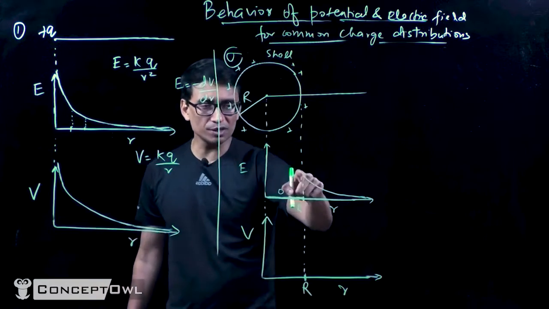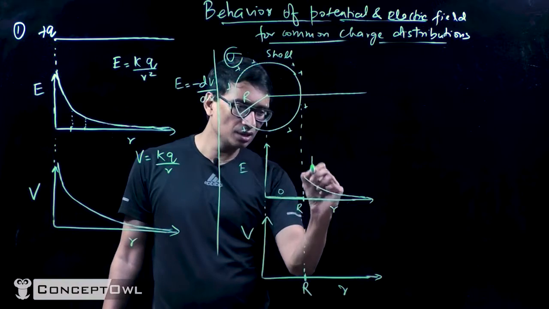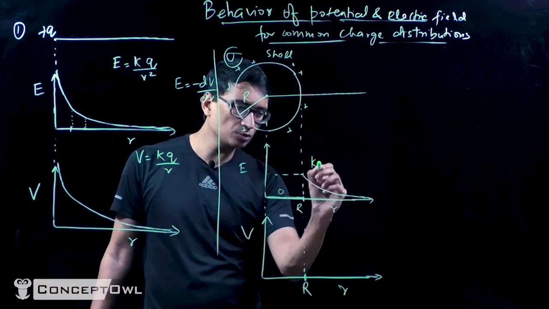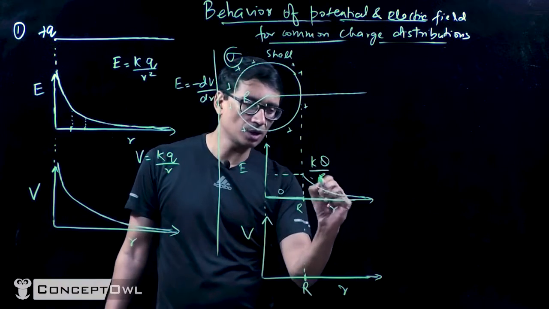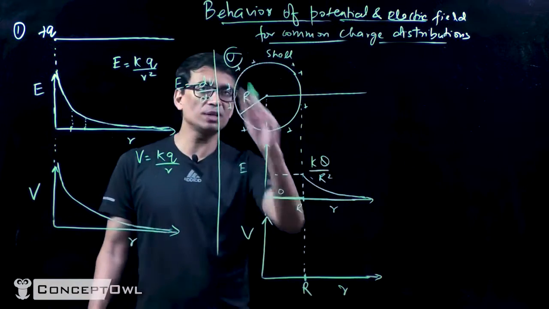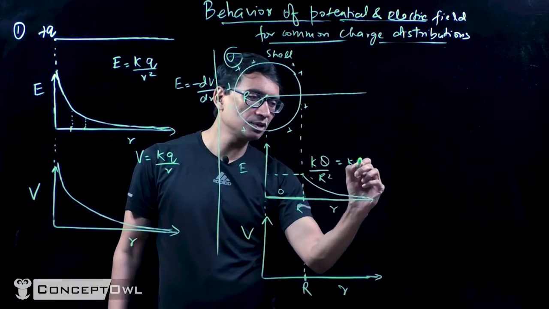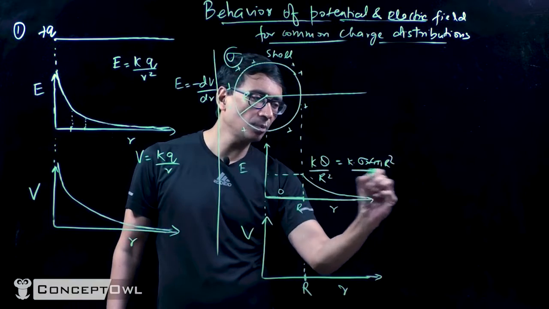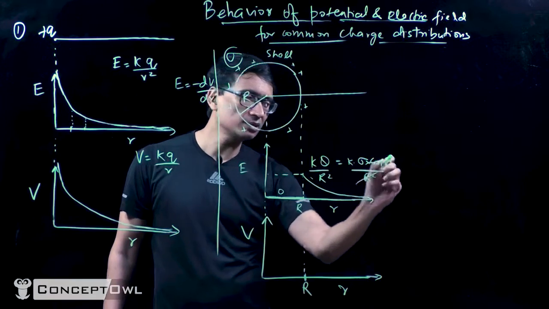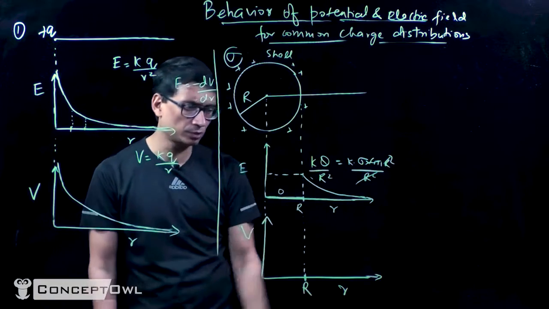Now in case you're wondering what this value is, we can very easily find out. The value is going to be Q upon R square, and what is Q? Q is nothing but sigma into 4 pi R square. So this would be K into sigma into 4 pi R square upon R square. Cancel this, but I'm not worried about the exact value. If you want to find this, we can find out this point as well.